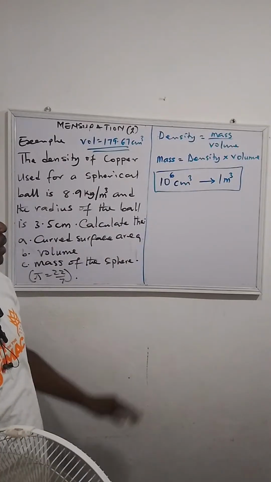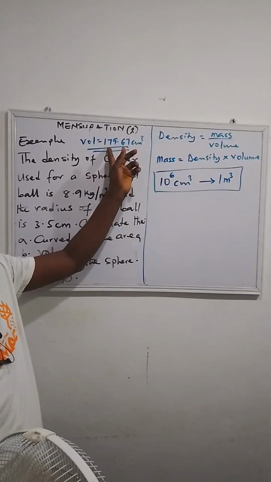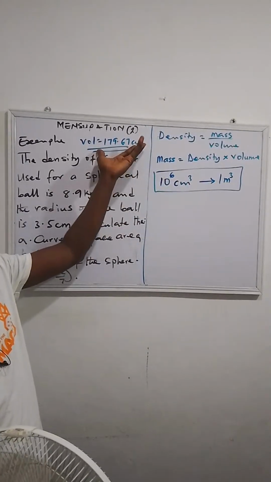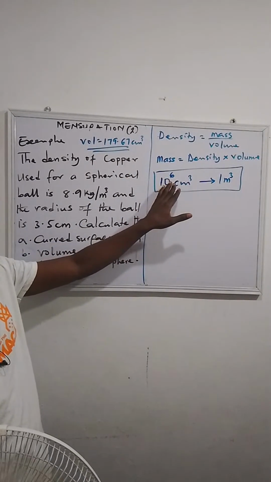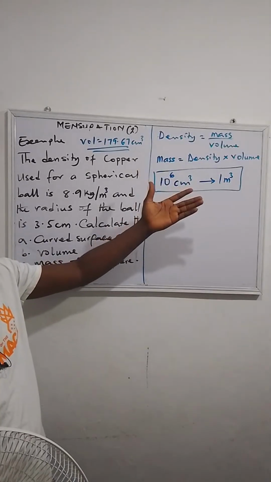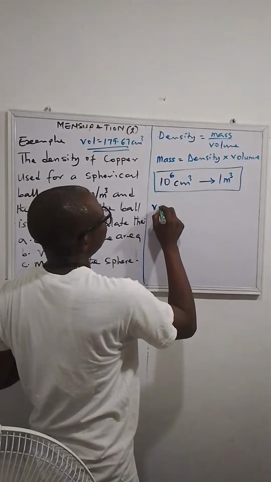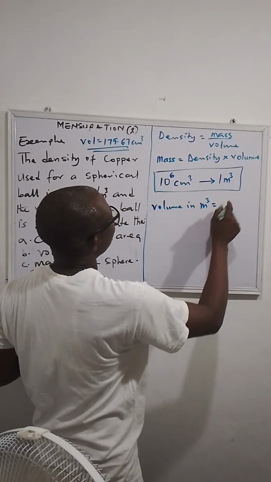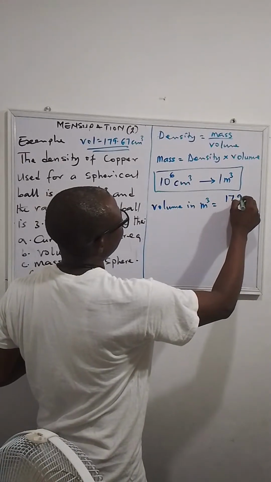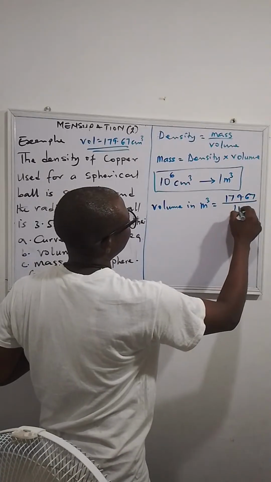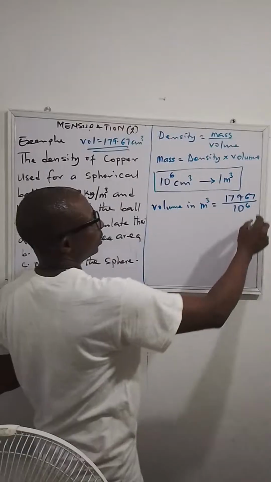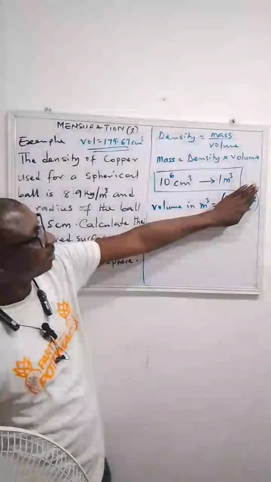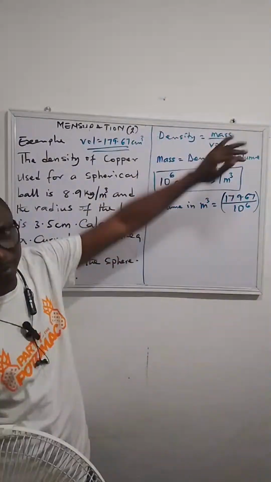Alright, so now we want to convert this volume to meter cube. That means we are going to divide this by 10 raised to the power of 6. Alright, we are dividing by 1 million. So that means volume in meter cube is 179.67 over 10 raised to the power of 6. Okay, so this is going to be in meter cube now.